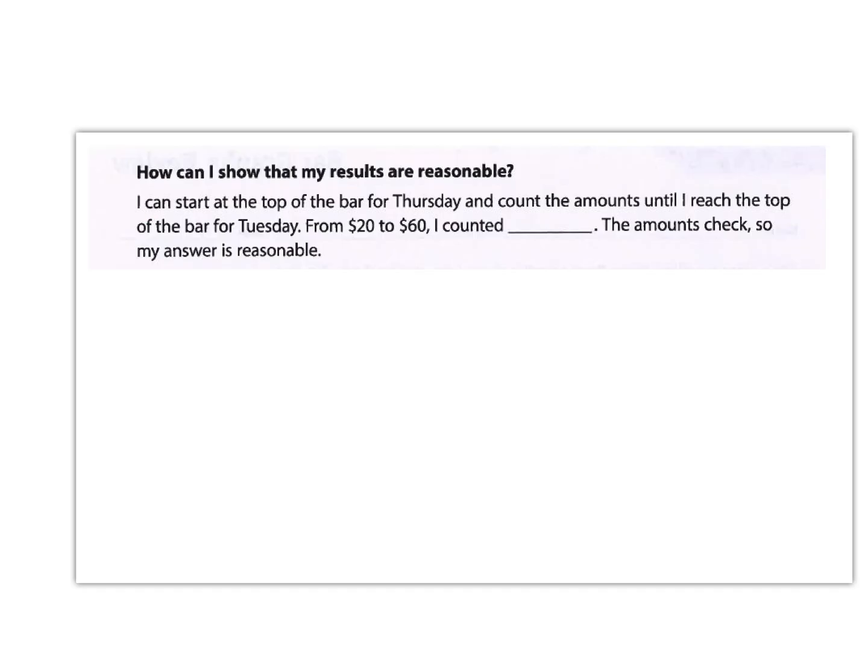So this says, how can I show that my results are reasonable? I can start at the top of the bar for Thursday and count the amounts until I reach the top of the bar for Tuesday. From 20 to 60, I counted $40. So the amount checks. So the answer is reasonable. So on the graph, if you count up from 20 to 60, you get 40.